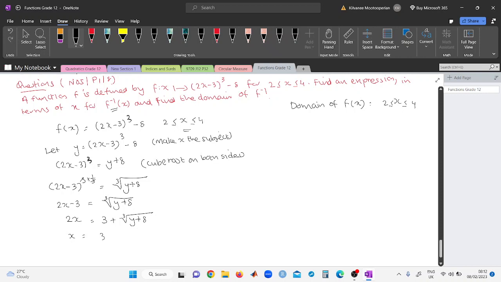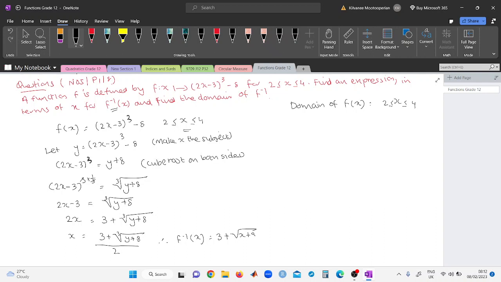So this will give me x = 3 + the cube root of (y + 8) divided by 2. Okay, so that makes x the subject. Therefore, what will be the f inverse of x? So now, on both sides, we replace y with x. That gives the cube root of (x + 8) to the power of 2. Okay, so this is the inverse of f.